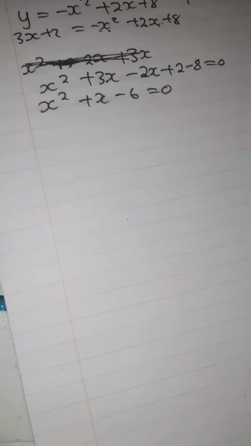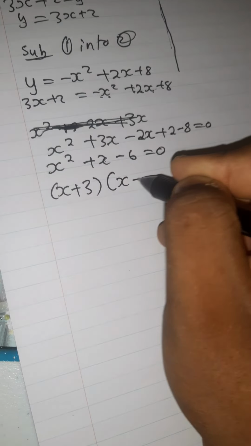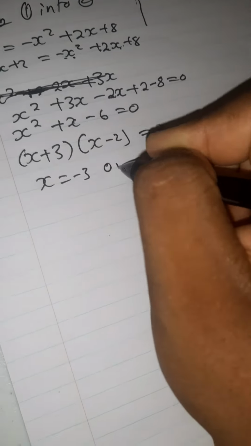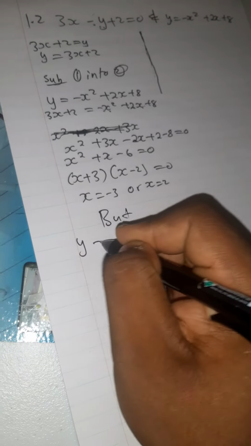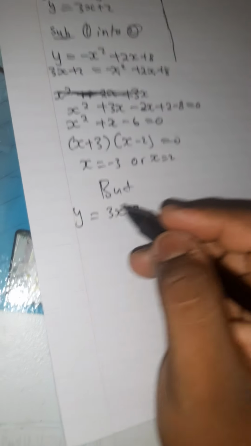So let me just remember my factorizing. I had two values, 3 and 2, so it's going to be (x + 3)(x - 2) = 0, then x = -3 or x = 2. Now I'm going to say, but y = 3x + 2. Let me find my y values.